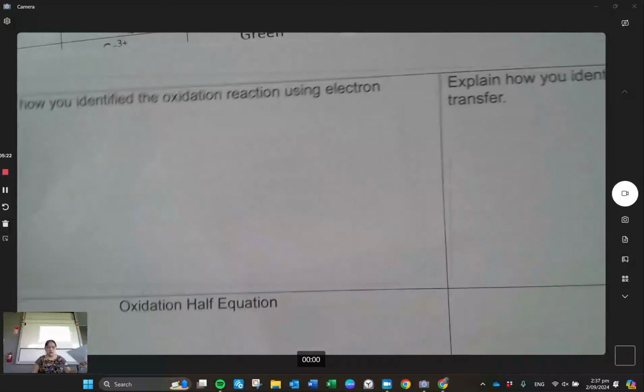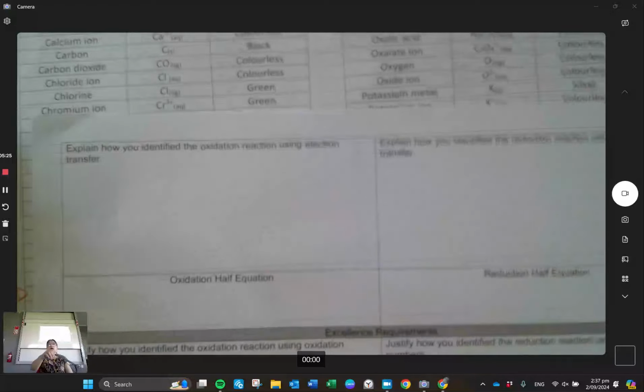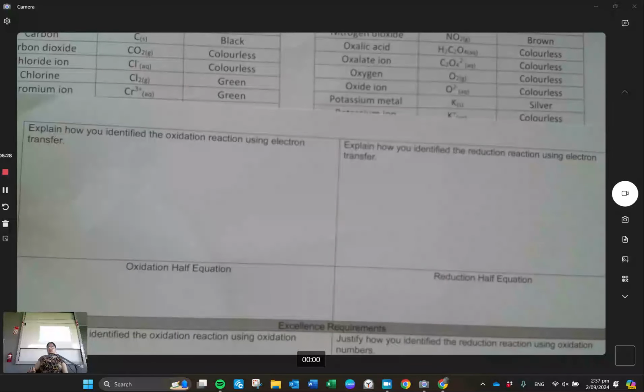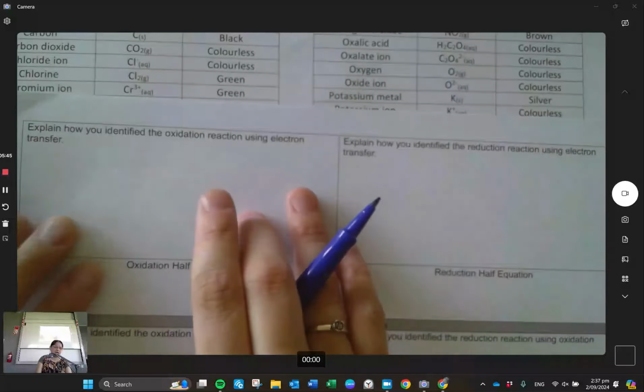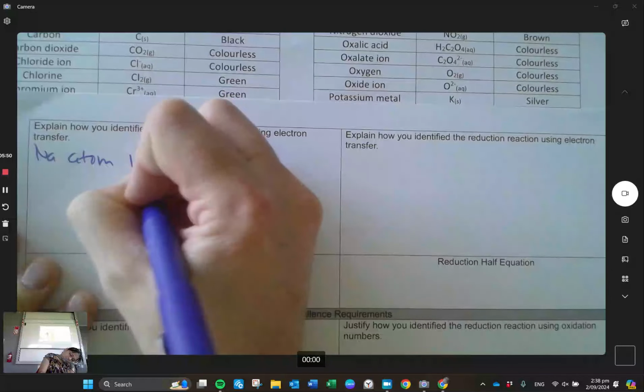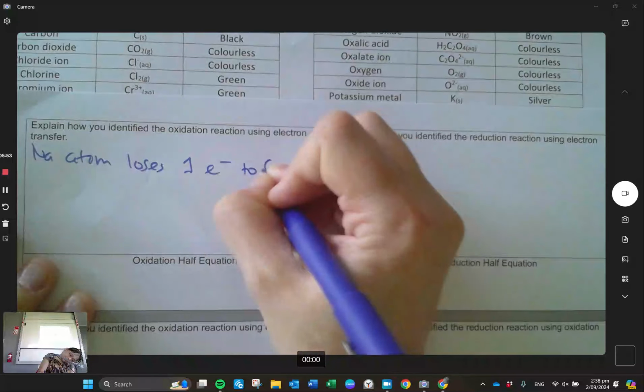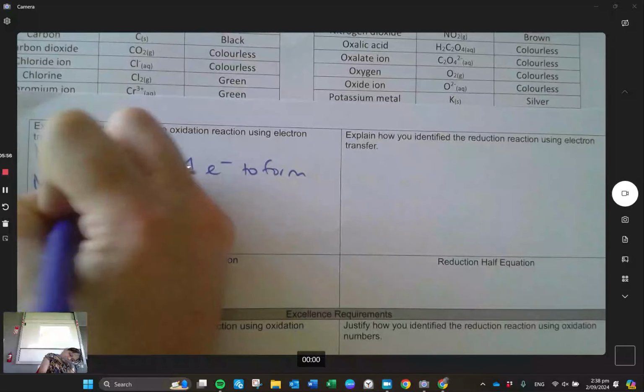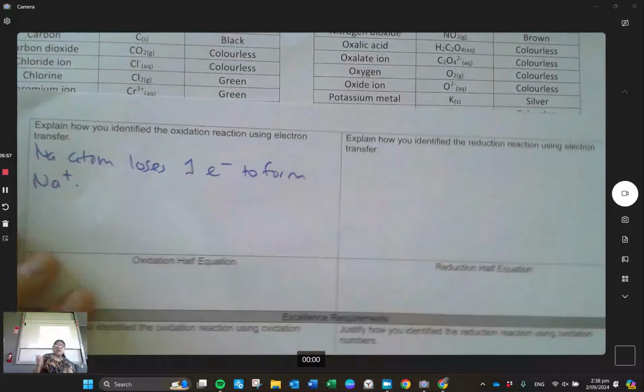All right. Next thing then was our explaining oxidation and reduction. The thing with this is I was looking for really specific, careful answers. So in this case, identifying that the sodium atom is gaining 1 electron, forming the sodium ion. Some of you might have made a mistake by saying 2 electrons or something silly like that. So that would have been the reason why I didn't give that point. Very, very clear what's happening.